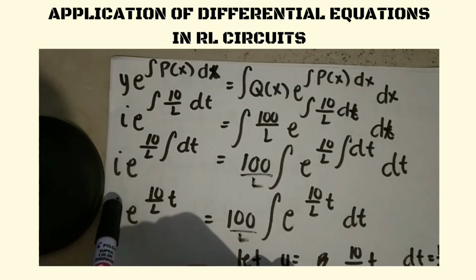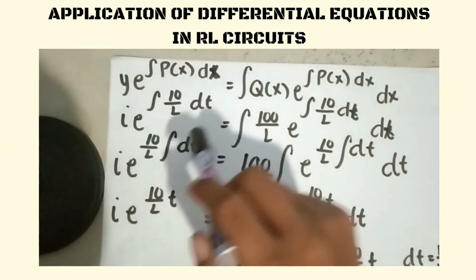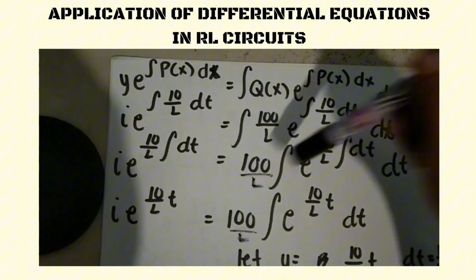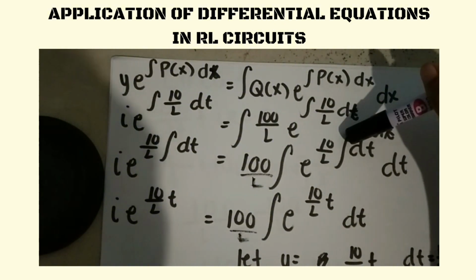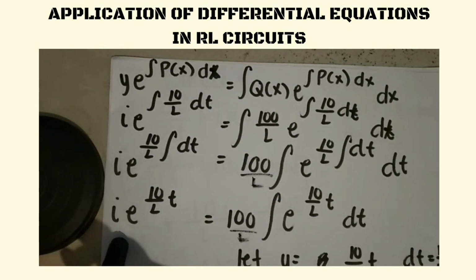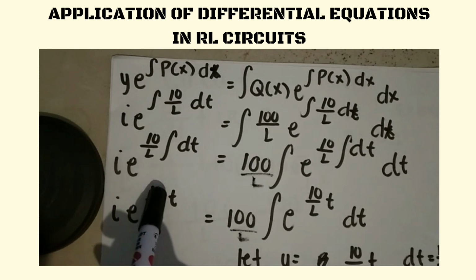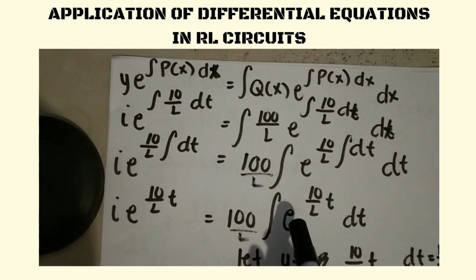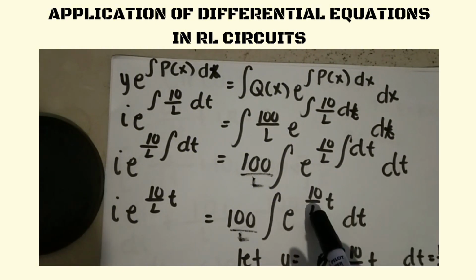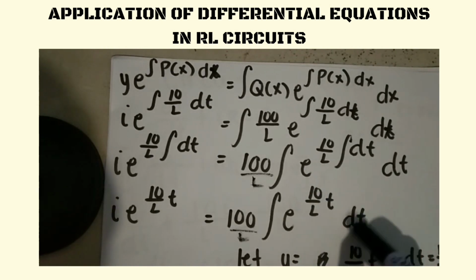Then I times e raised to 10 over L integral of dt is equal to 100 over L integral of e raised to 10 over L integral of dt. So I times e raised to 10 over L t is equal to 100 over L integral of e raised to 10 over L t dt.